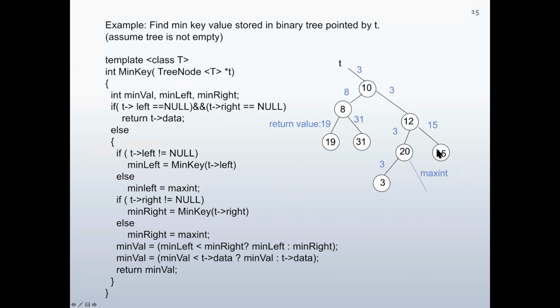Then we go to the right subtree. This is a leaf node, and 15 is returned from that node. And here we compare 3 and 15. 3 is smaller. Then it is compared with the data stored in the node. Still 3 is smaller, so the return value from this right subtree is 3. 8 and 3 are compared. 3 is smaller. It is compared to the data in the node. Still 3 is smaller, so 3 is returned from the function as the minimum key value stored in the tree.